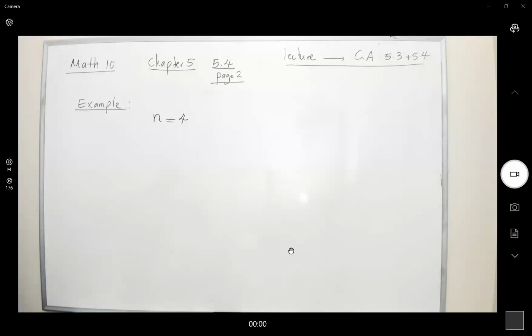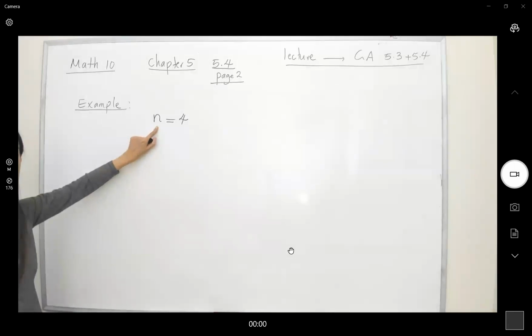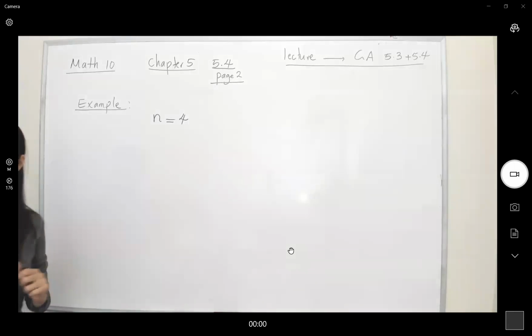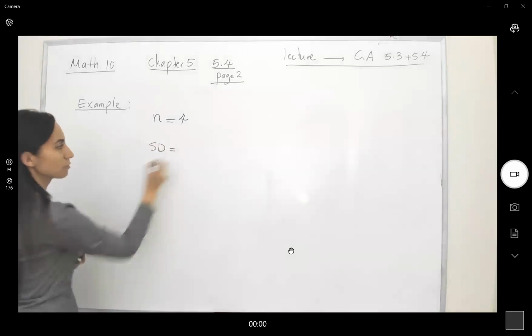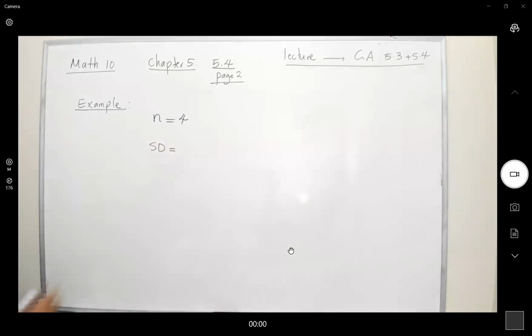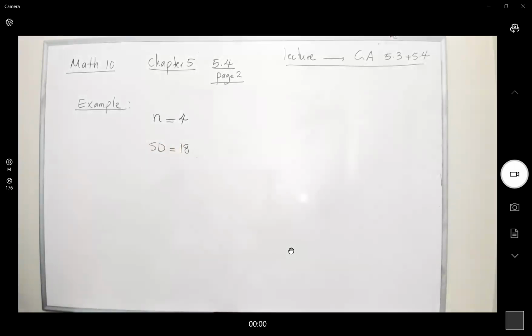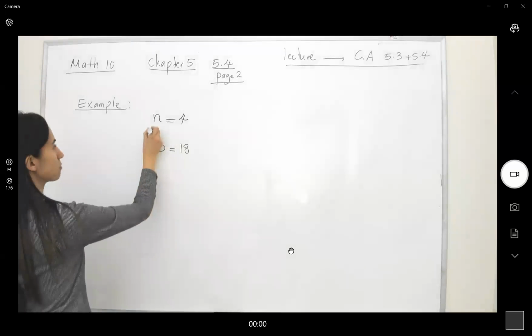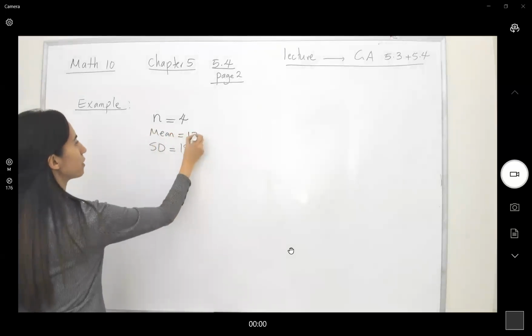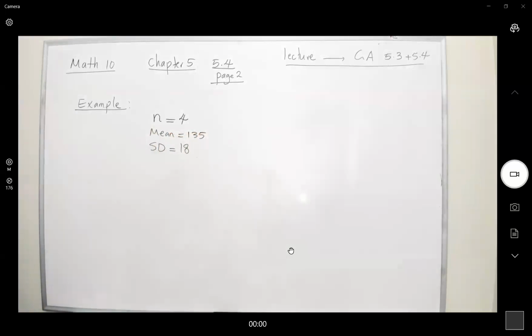In this example, on page 2, n is equal to 4. What else do you have? The standard deviation. Standard deviation, which is? I think 18. 18, very good, 18 beats. What else is given? Very well. Excellent, the mean. Thank you, Max. The mean is also given, 135. What else is given?